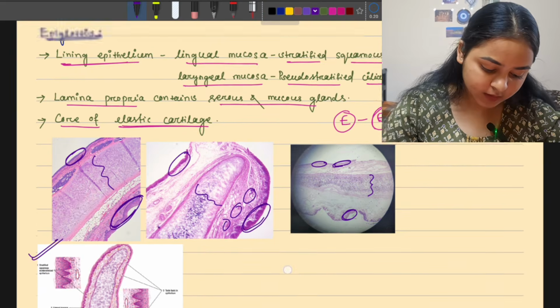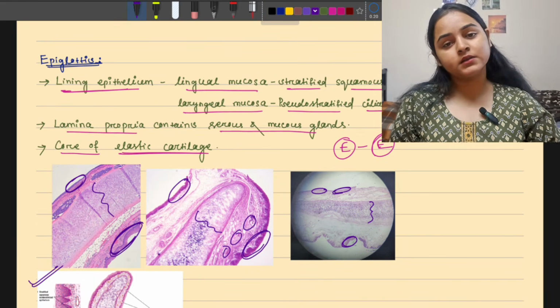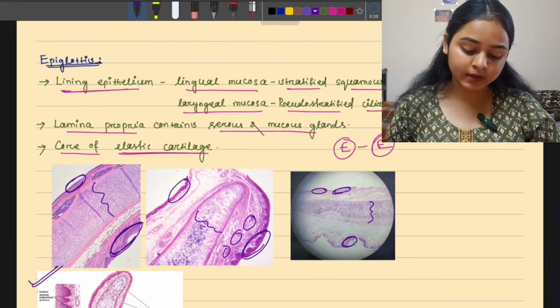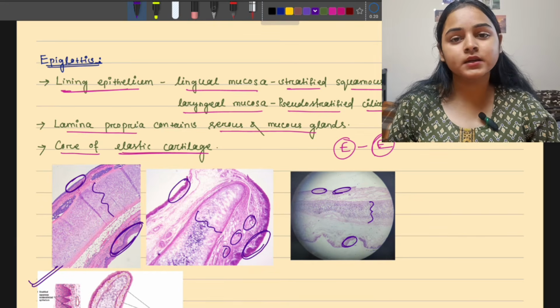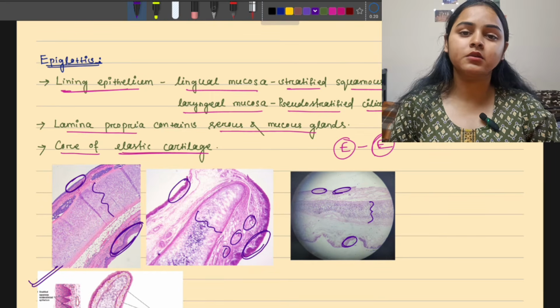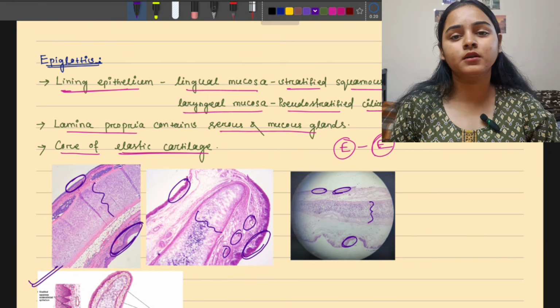So this much about epiglottis. The main feature is to identify two types of epithelium and the presence of elastic cartilage. These are the differentiating features from the trachea, because these two slides look somewhat similar under the microscope.